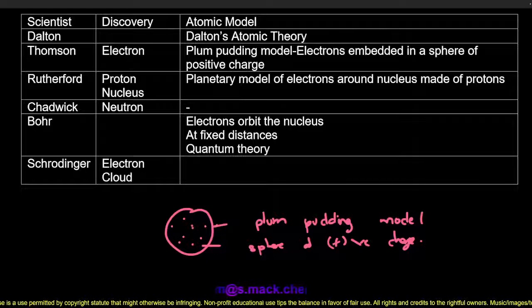So Rutherford was the scientist to come up with the idea of the nucleus being a center of positive charge. And he also proposed the idea of protons, and that these protons are found in the nucleus, and that the electrons would move around the nucleus. So hence the term planetary model of electrons.